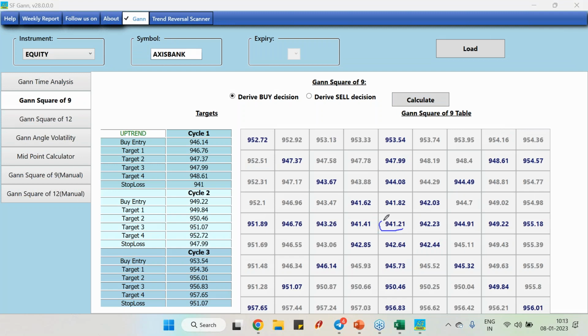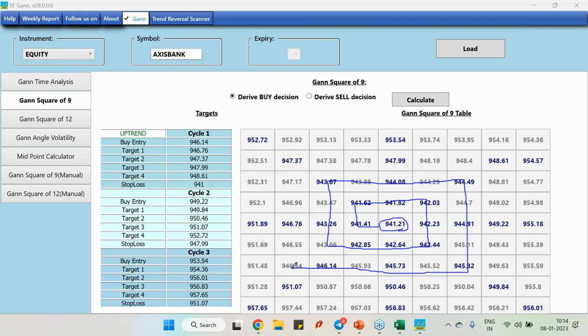Here there is a center circle. This is known as your seed number. This is the beginning of your square of 9. Then the square continues as a spiral. This completes one spiral, and then it goes to the second spiral. The second spiral goes like this, then comes down. One value it crosses, then it completes the second spiral here.